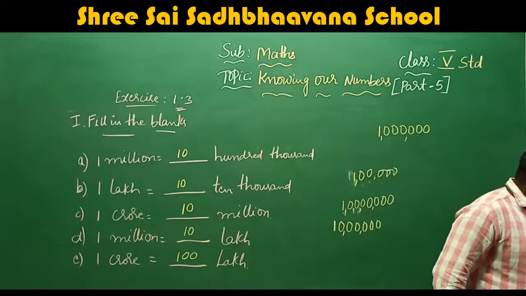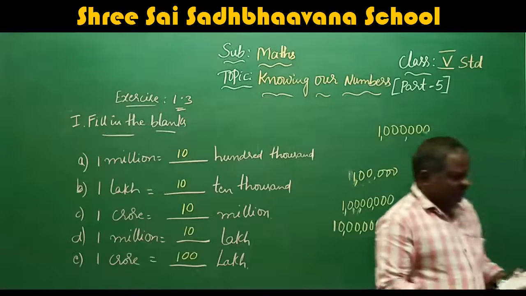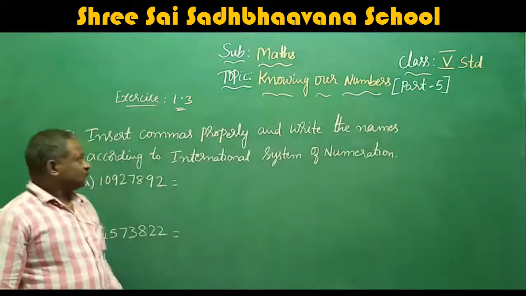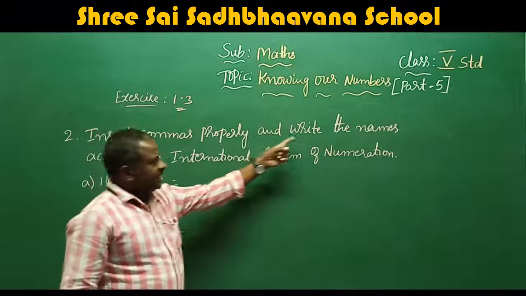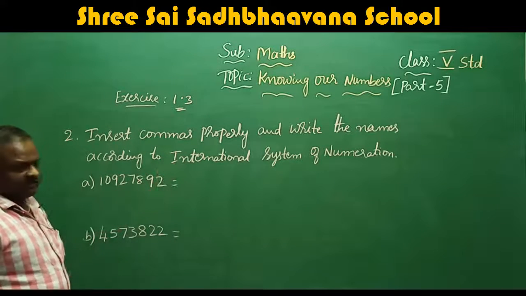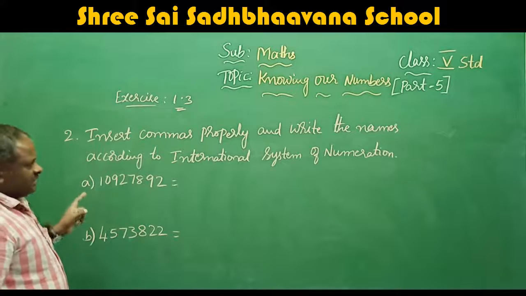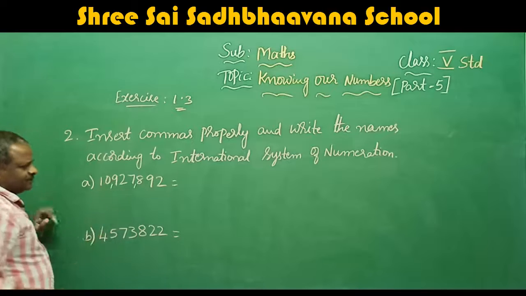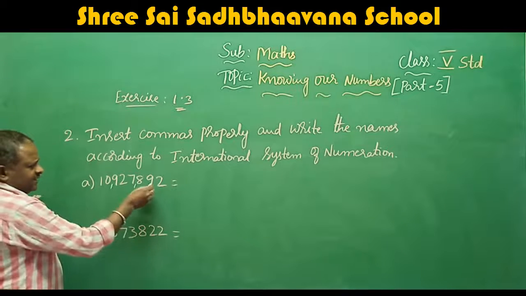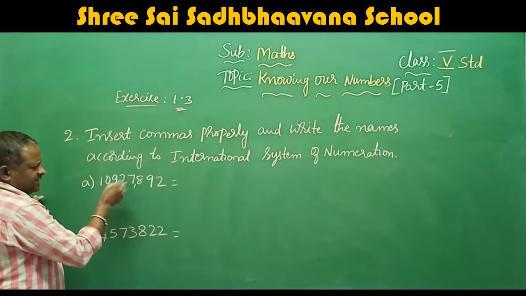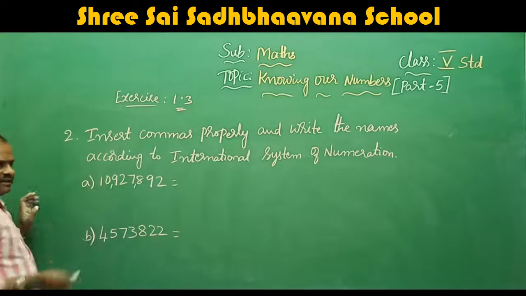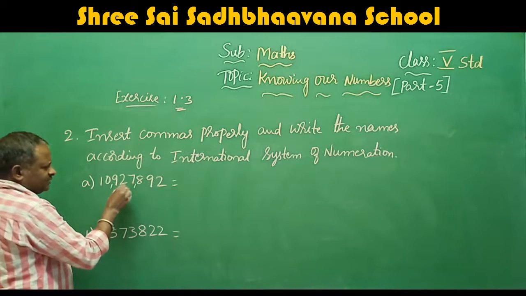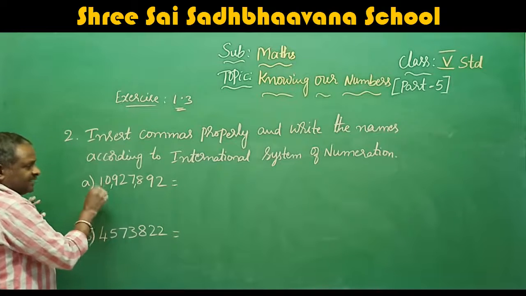Insert commas properly and write the names according to the International System of Numeration. That means we have to insert the commas in the international system: first 3, next 3. How will you read? Unit, 10, 100, 1,000, 10,000, 100,000, million, 10 million.